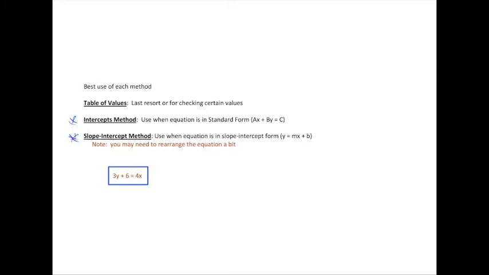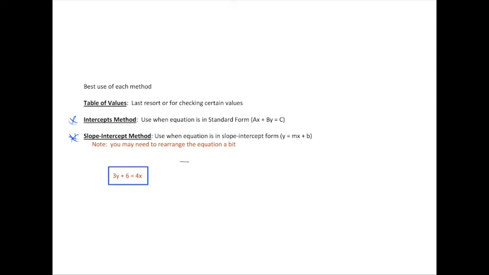When would you use the intercept method versus the slope-intercept method? Well, you use the intercept method when your equation is in standard form, ax plus by equals c. You use the slope-intercept method when the equation is already in slope-intercept form. If it's not in slope-intercept form, but it's also not in standard form, you might need to rearrange it, okay? And I've got an example here. So if I had this equation, I would probably rearrange this and get it into slope-intercept form. Slope-intercept form tends to be my default, okay?